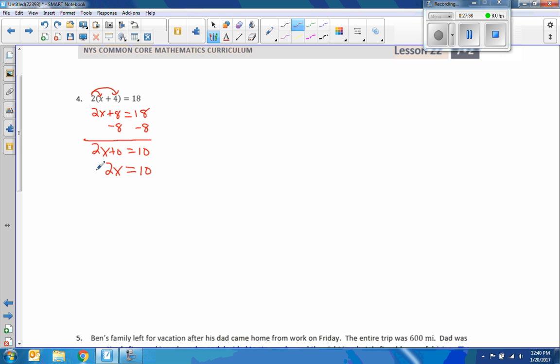And then I multiply by the reciprocal, or the inverse, multiply by 1/2. It's the same as dividing by 2, by the way. I get 1x equals 5, which is the same as saying x equals 5, because of the multiplicative identity. And we're done. We get x equals 5.